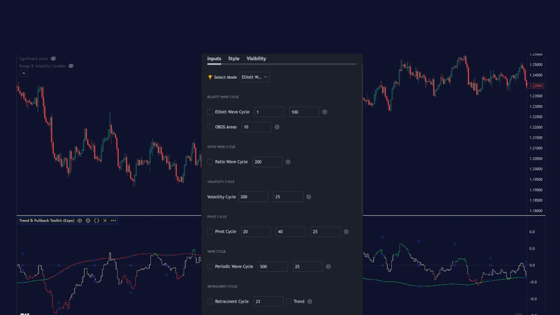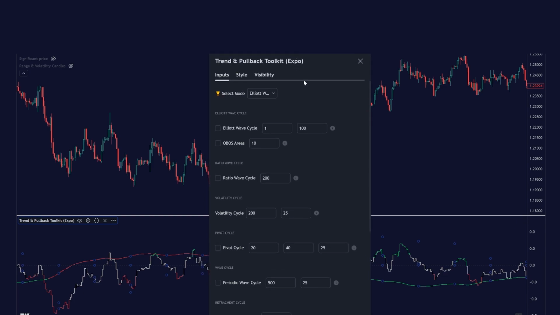At the top you can select different modes. The default mode is our Elliott wave cycle. Then the user can select ratio wave cycle, volatility cycle, pivot cycle, periodic wave cycle, retracement cycle, and strength cycle. As you can see, we have many different ways of identifying trends, but the main premise is that it's based on cycles.